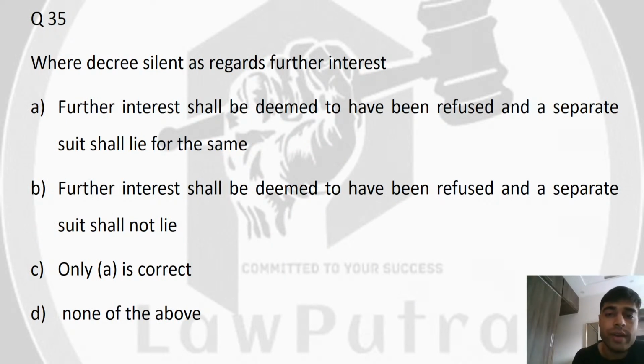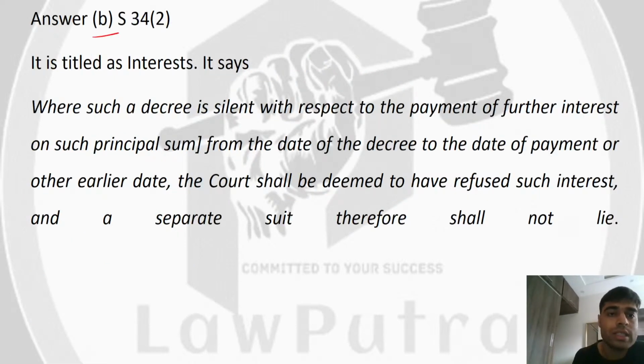Next question, where decree is silent as regards to further interest, okay, then further interest shall be deemed to have been refused and a separate suit shall not lie for the same. Further interest shall be deemed to have been refused and a separate suit shall not lie. Only A is correct, none of the above. So answer is B. This is given under Section 34, Rule 2.